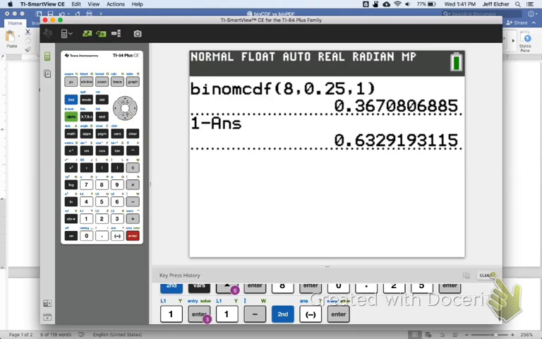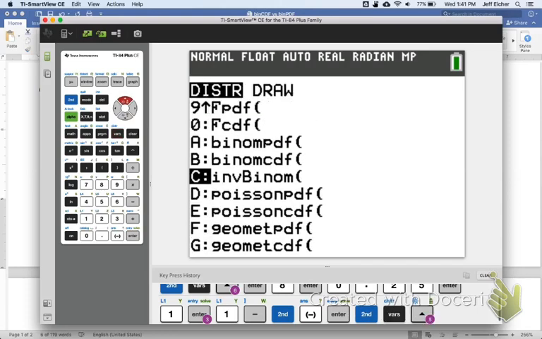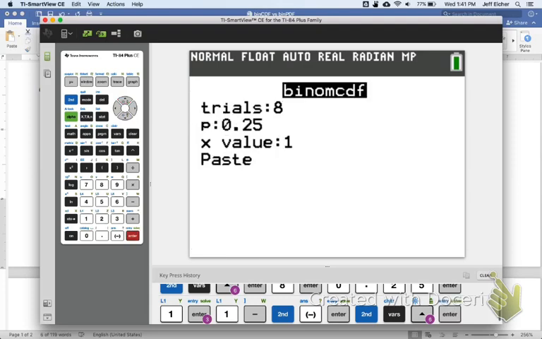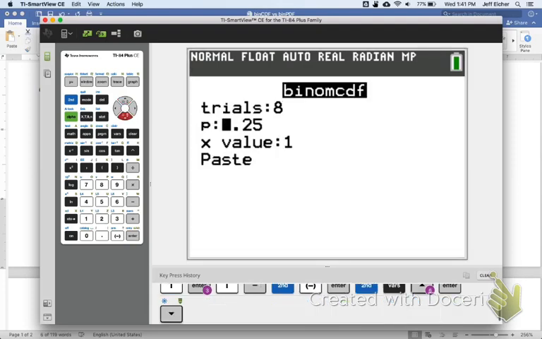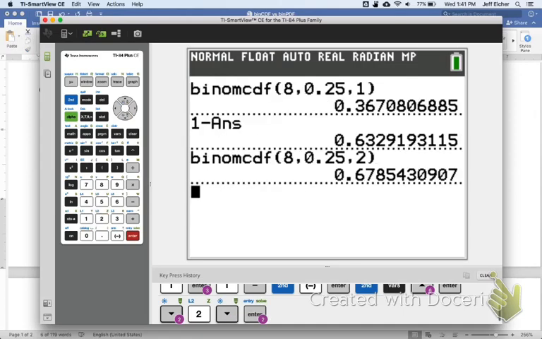So we would have Binom, second vars, BinomCDF. We have 8 trials, 0.25 probability. And the x value we want, since we're doing at least 3, we need a 2 there. So it will calculate for us the probability of 0 out of 8, 1 out of 8, or 2 out of 8.